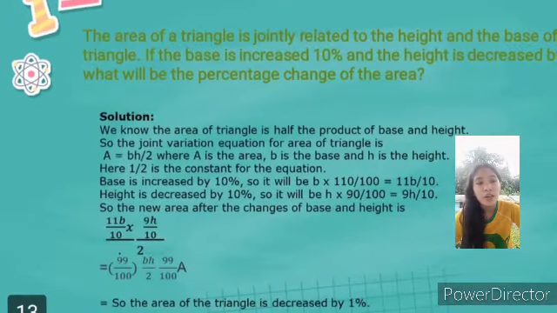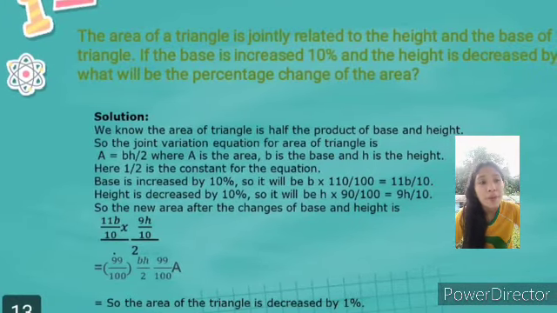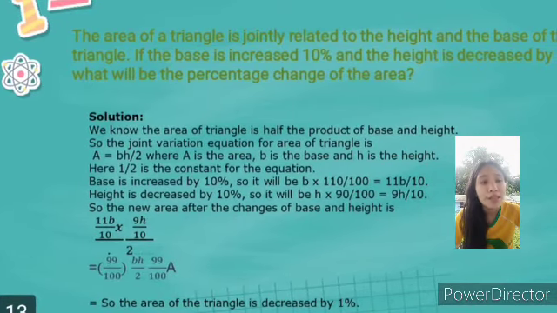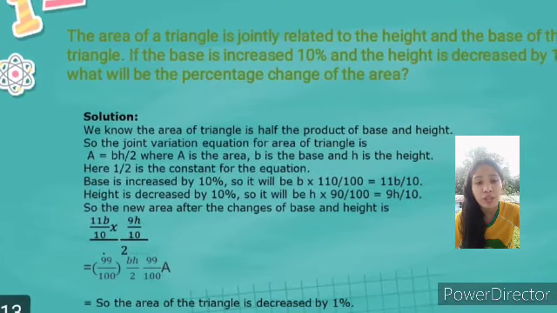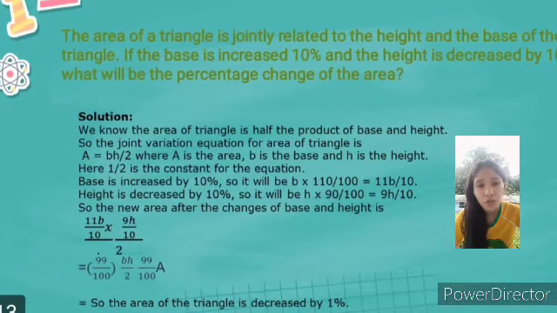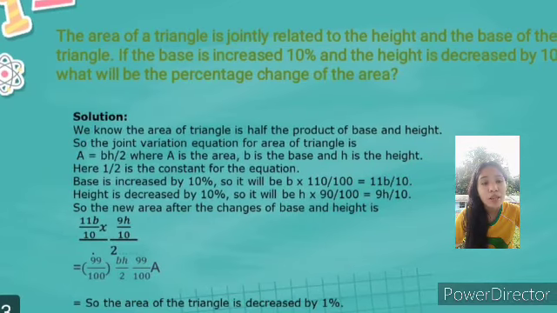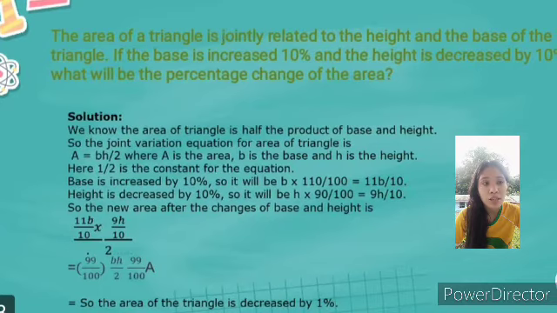The area of a triangle is jointly related to the height and the base of a triangle. If the base increases by 10% and the height decreases by 10%, what will be the percentage change in the area? So the solution is, we know that the area of a triangle is half the product of base and height. So the joint variation for the area of a triangle is A equals base times height over 2, where A is the area, B is the base, and H is the height.